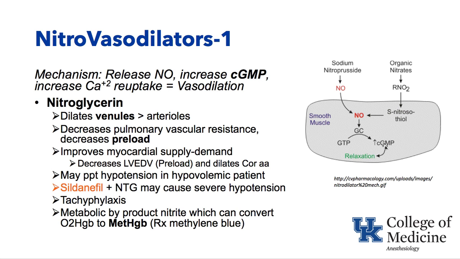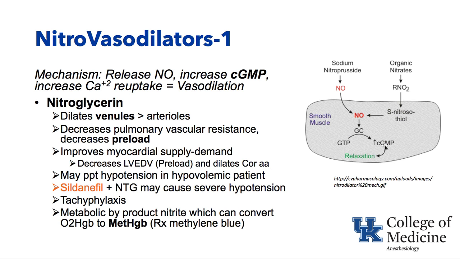If a patient is hypovolemic and you reduce the preload even more, this would not be a good idea. So nitroglycerin administration to a patient who possibly is unrecognized hypovolemic can result in severe hypotension, as can combining sildenafil, which is used for erectile dysfunction, with nitroglycerin. You can get severe hypotension also.